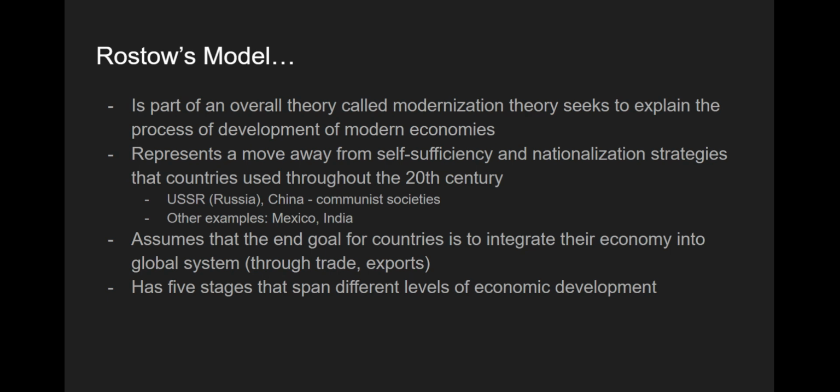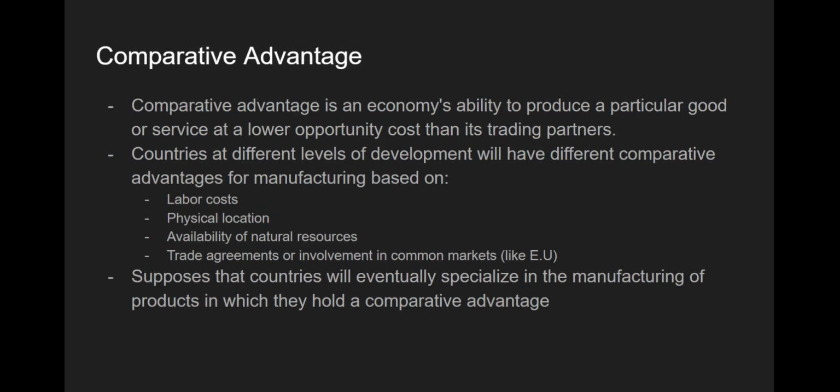Most countries have moved away from those types of policies, and Rostow's model represents the idea that the end goal for countries is to ultimately integrate their economy into the global system through trade and exports. As we said before, Rostow has 5 stages as opposed to Wallerstein's 3. And the stages themselves are different in that they represent a chronological progression rather than a distinct category.